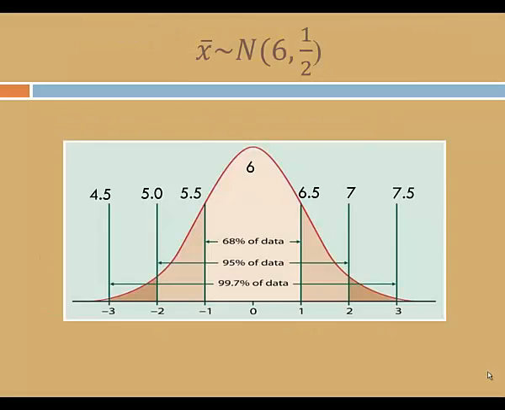Here we have a normal curve labeled according to the assumed distribution of x bar. Assuming H0 is true, 68% of sample means will be between 5.5 and 6.5. 95% of sample means will be between 5 and 7. And 99.7% of sample means will be between 4.5 and 7.5. This is all based on the assumption that mu equals 6. Now that that's settled, let's consider a couple of scenarios.